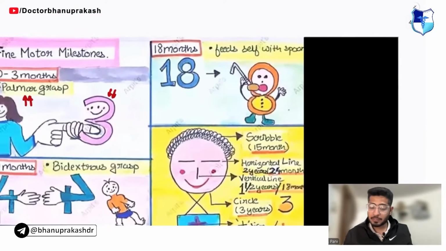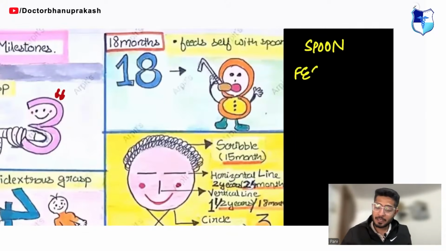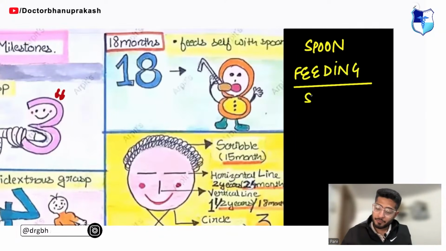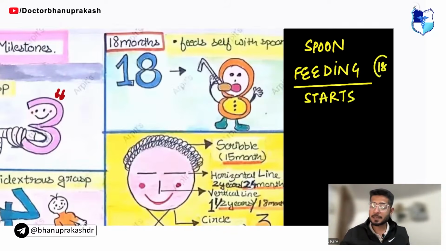Now coming on to other fine motor skills. So at 18 months the child feeds with the spoon. So spoon feeding can start at 18 months. Just writing for you 1, 2, 3, up to 12, 13, 14, 15, 16, 17, 18. So spoon feeding starts at 18 months.